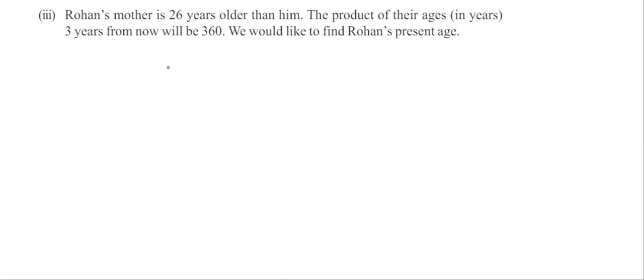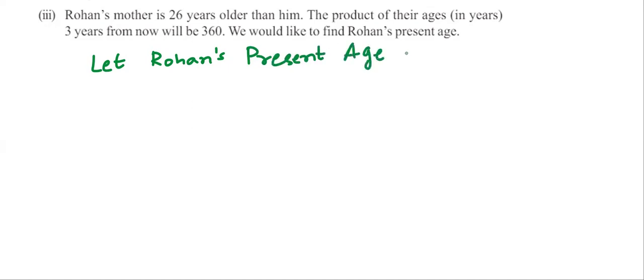Now, how to form the equation? Whenever you have a word problem, the best thing we can do is always form a tabular form. First we will write what is given. Rohan's mother is 26 years older than him. So let Rohan's age be x years.